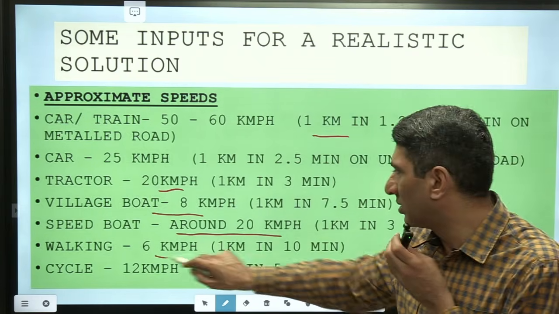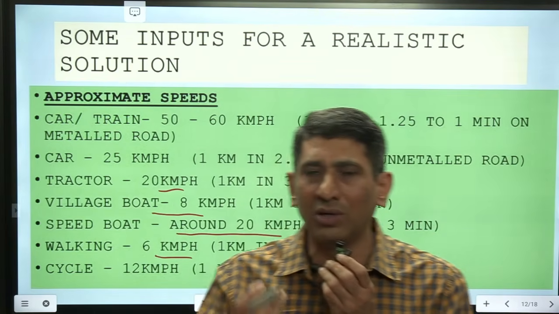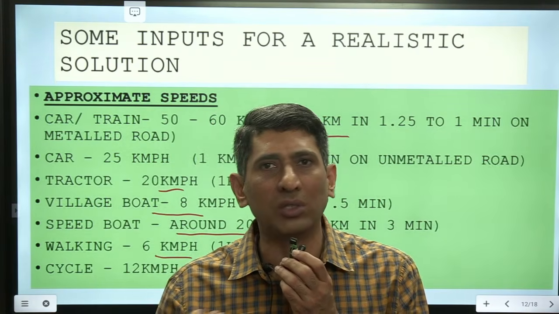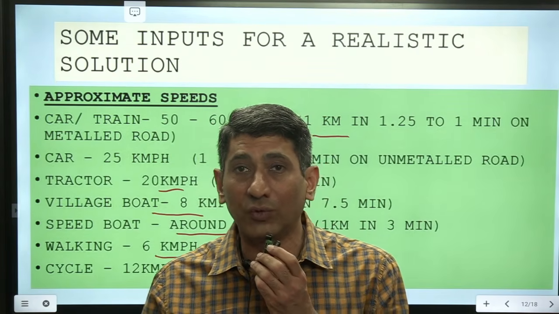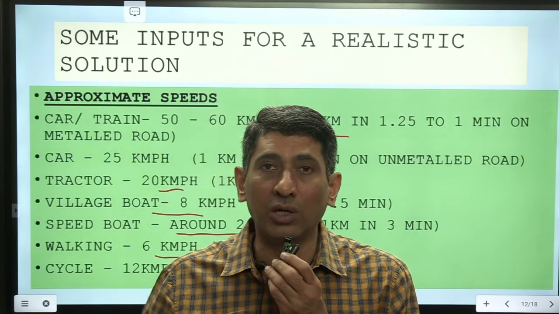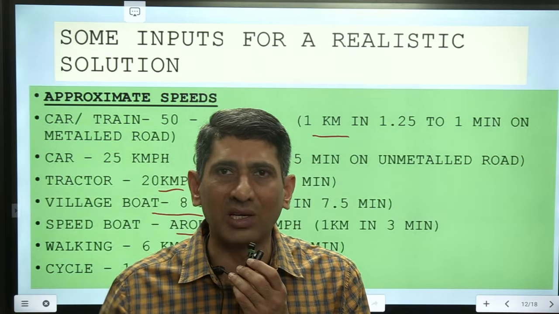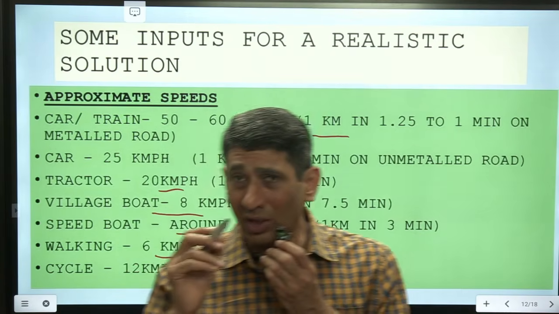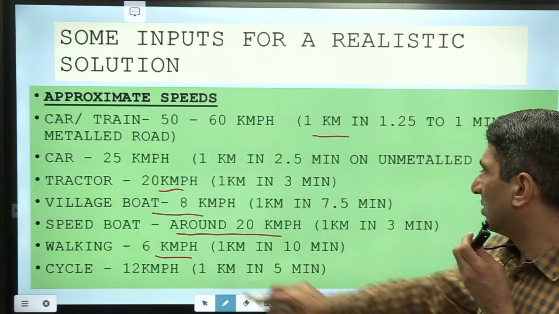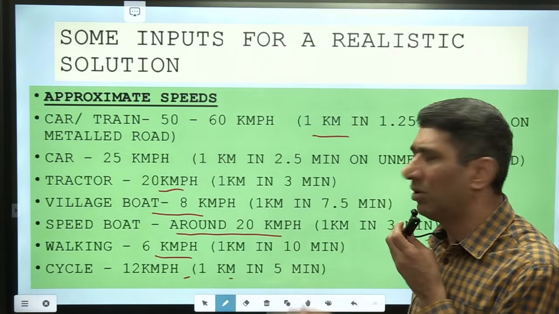Now if you are walking or running, suppose you can walk or run for 1 or 2 kilometers, or a distance like that, but you are expecting your teammates to run for 20 kilometers, then the speed will drastically reduce and it may not be a realistic plan. Then cycle: 12 kilometers per hour. So you are saying that 1 kilometer will take 5 minutes.